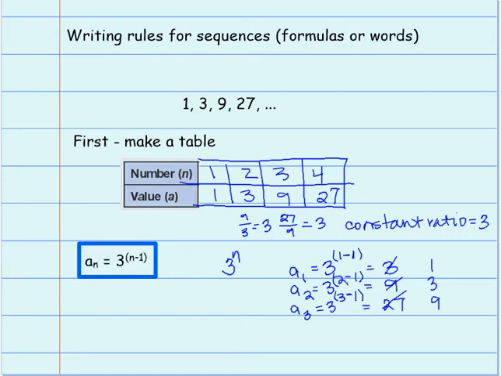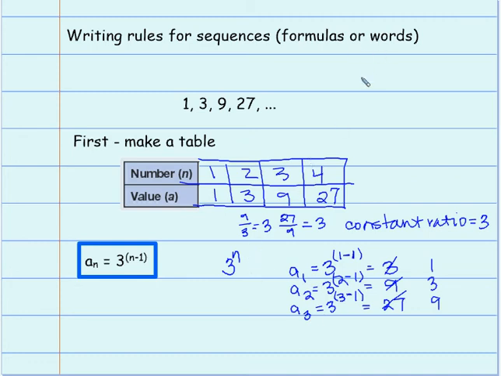So here's your rule. It is a sub n, remember that's just the position number, equals 3 to the position number minus 1. I always have to subtract 1 from it so that I get that starting position of 1. Now that's for this formula, or for this sequence. If I started with a 3 in a sequence, then maybe just 3 to the n power works, right? So you're going to have to double check your rules to make sure they work.